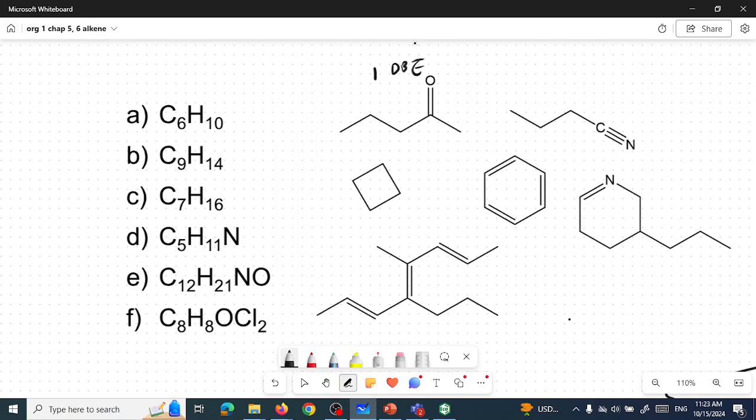And then the next structure to the right has a triple bond. A triple bond is basically counted as 2 pi bonds, so this counts as 2 DBEs.